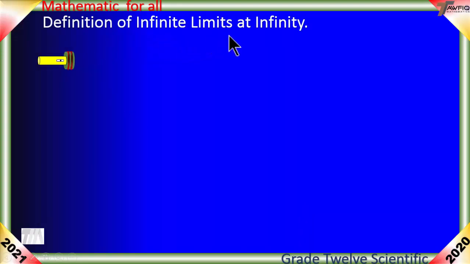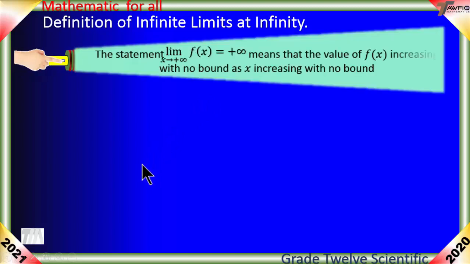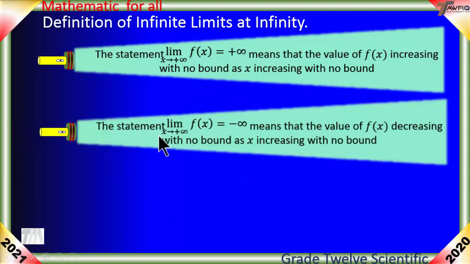Definition of infinite limits at infinity. The statement limit as x approaches positive infinity of f(x) equals positive infinity means that the value of f(x) increases without bound as x increases without bound. The statement limit as x approaches positive infinity of f(x) equals minus infinity means that the value of f(x) decreases without bound as x increases without bound.